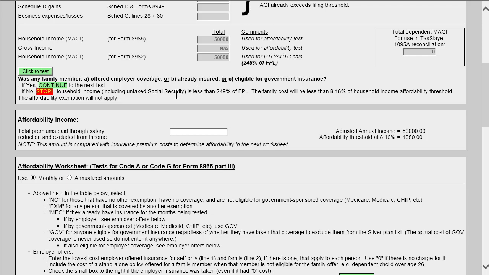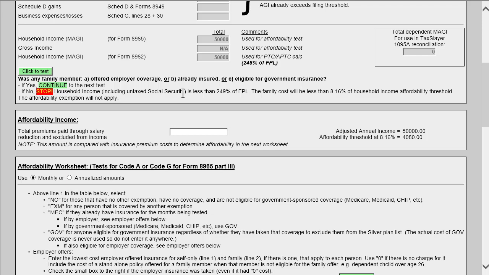But if none of those occur and none of the family is insured, then it turns out that if we are below 249% of the federal poverty level, then the amount of PTC that they're eligible for will always cover what the cost of the bronze plan is up to the 8.16 affordability threshold, which is the threshold for 2017, so that it'll always be affordable.